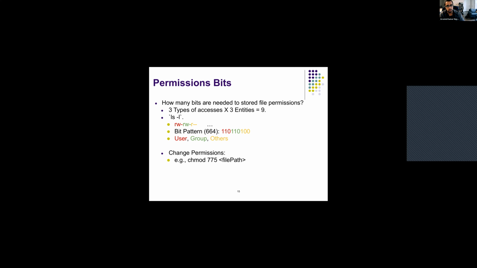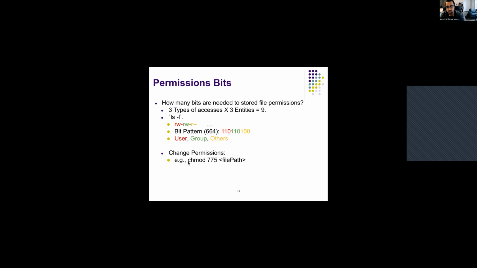So, permission bits. There are three types of accesses and three entities, so we have nine permission bits. You need nine bits to store the permissions. The first three bits are for the user, the next three bits are for the group, and the last three bits are for others, basically the users who are not the owner and who don't belong to the group of the file. The last three bits control the access to those users.